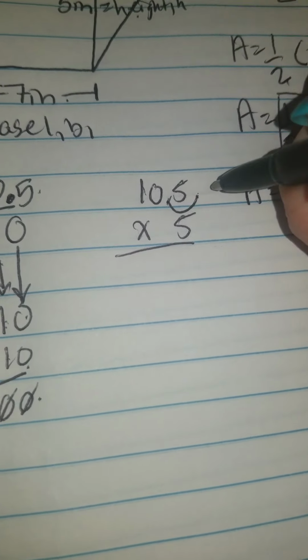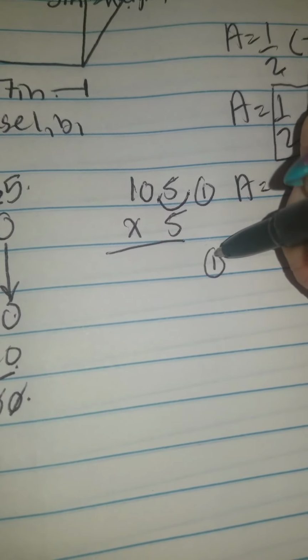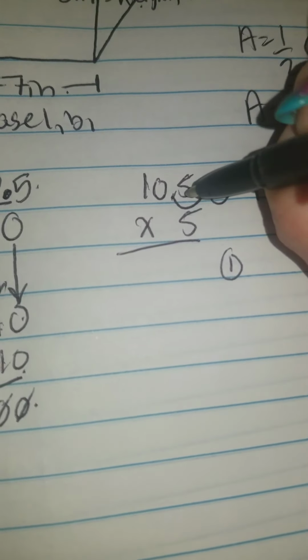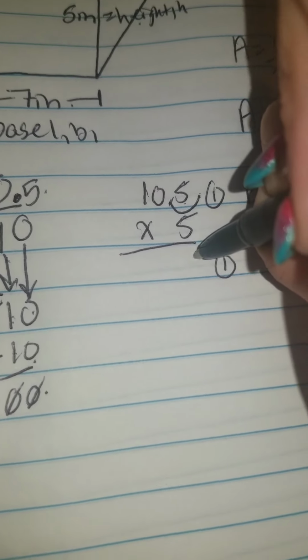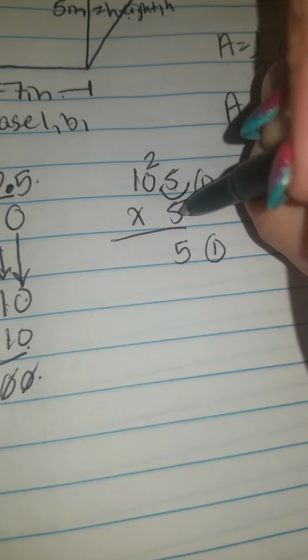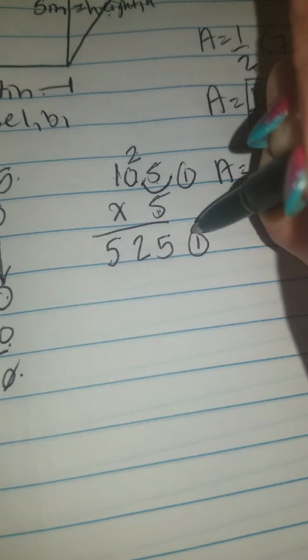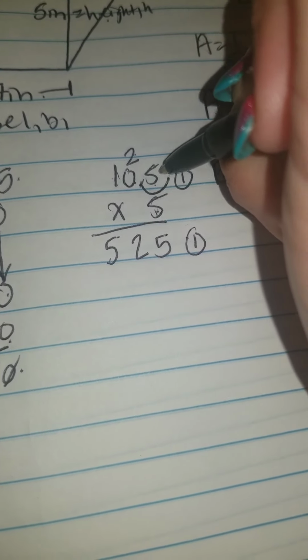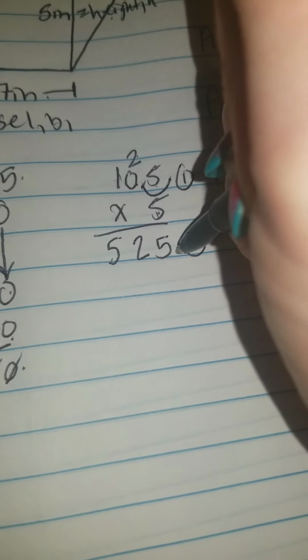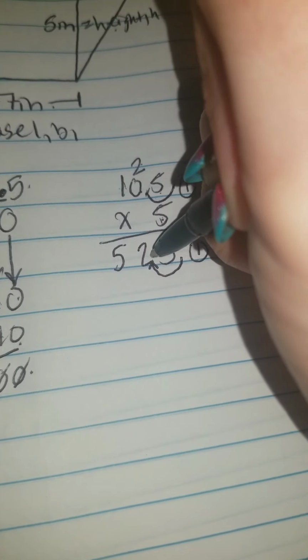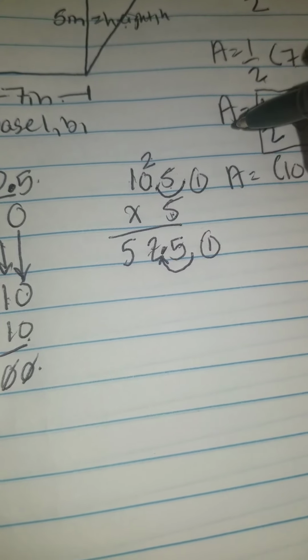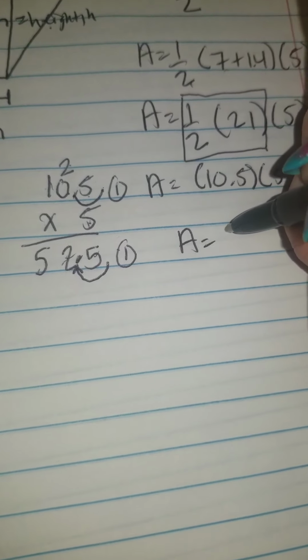I'm going to take out this one decimal place and I'm going to put it in at the end. That means that my answer has to have at least one decimal place because of this guy right here. 5 times 5 is 25, so I'm going to put a 5 and carry a 2. 5 times 0 is 0, plus 2 is 2. 5 times 1 is 5. I have to have one decimal place because this number has one decimal place in it. So I'm going to start all the way to the right and move in one time. So your decimal is going to go between the 2 and the 5. So the area of this trapezoid is 52.5 inches squared.